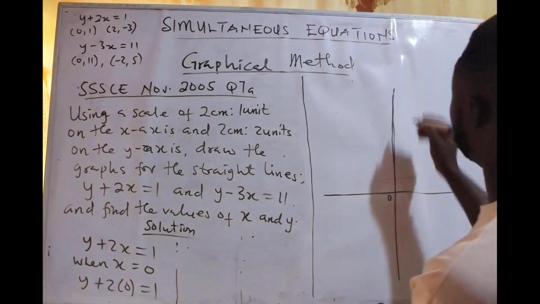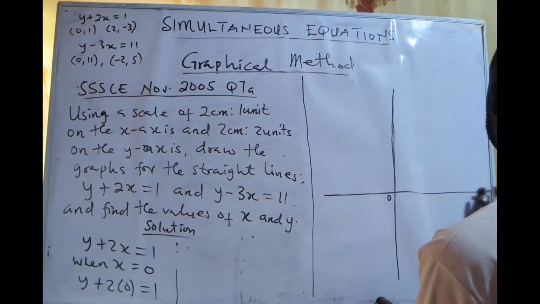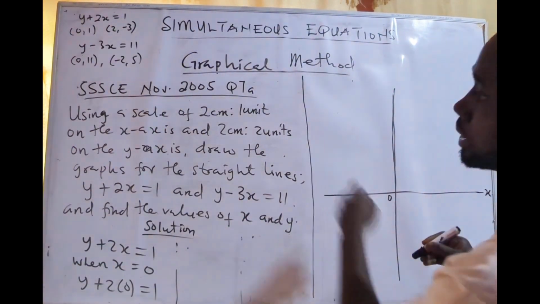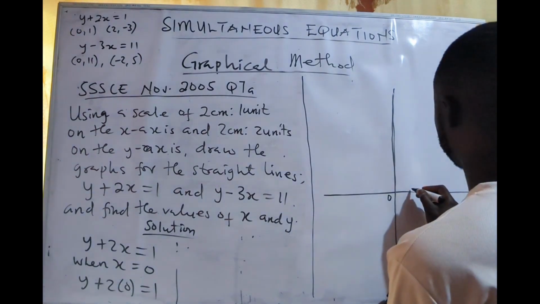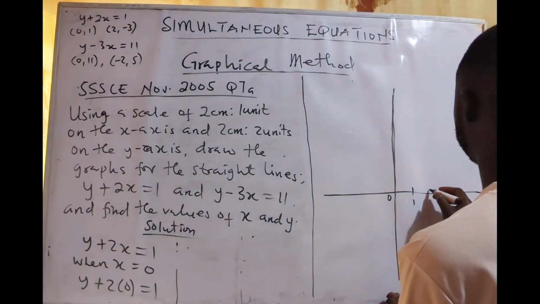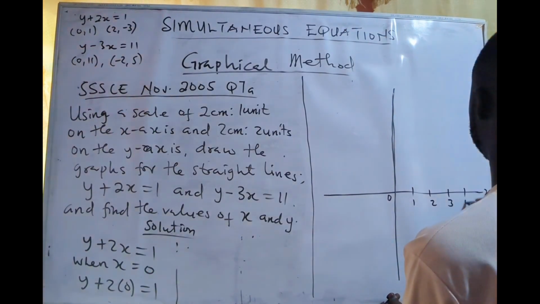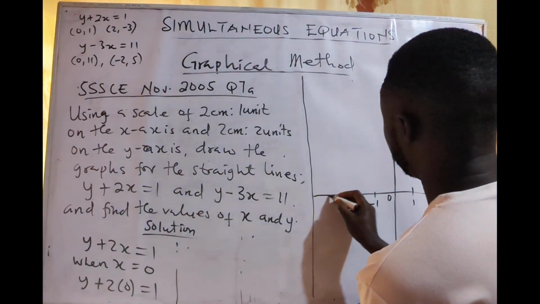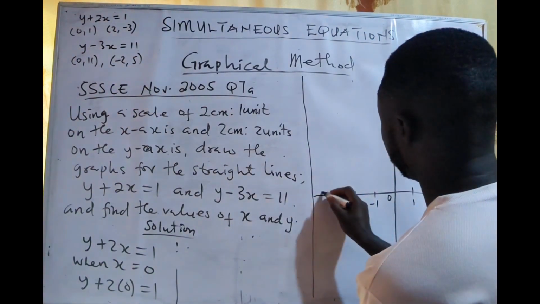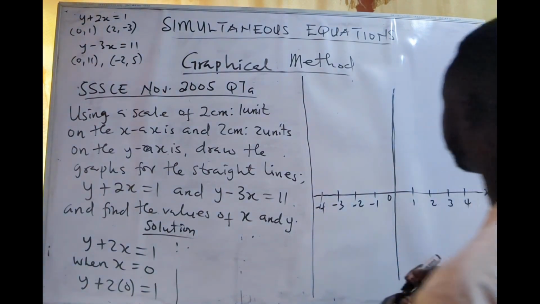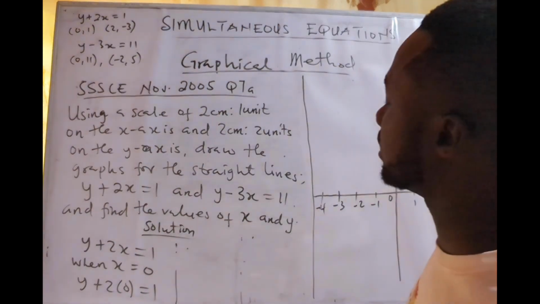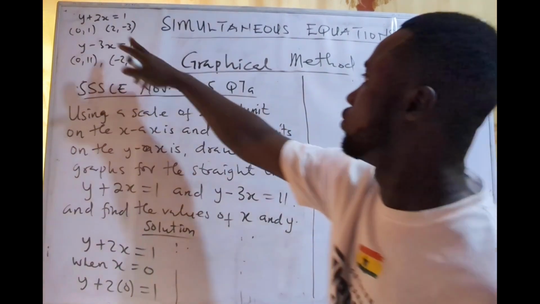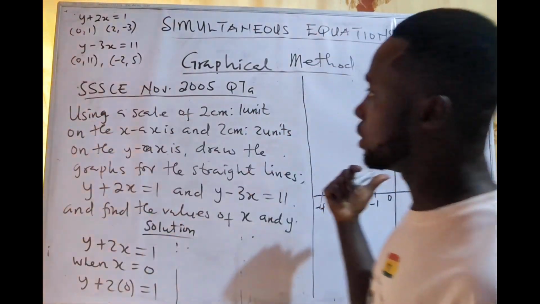So on the x-axis, this is my x-axis, 2 cm to 1 unit. So 1, 2, 3 and say 4, negative 1, negative 2, negative 3. Okay, that's okay. On the y-axis too, look at the x values: I have 2 here, I have -2, I have 0, so I'll get all of them there.